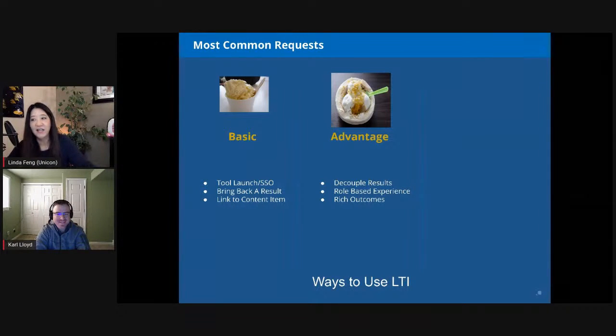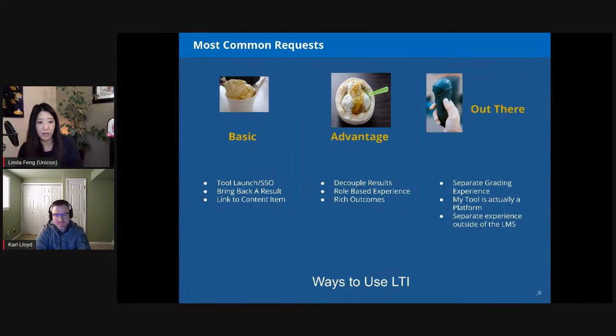A little more fancy, if you want your ice cream sundae to have a little more flavor, is to use some of the Advantage services that I just talked about. In the case of the assignment and grade service, that allows you to decouple the grade results, so you don't have to have just a one-to-one between a launch and a result. You might also want to make the experience differentiated based on whether it's a learner or an instructor.